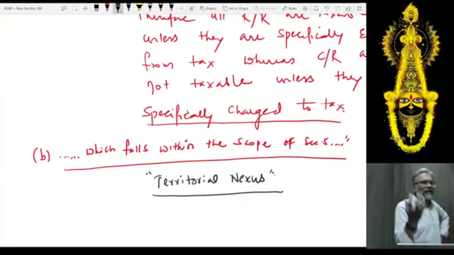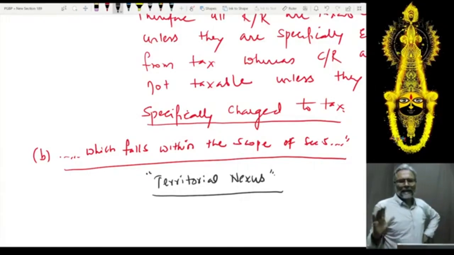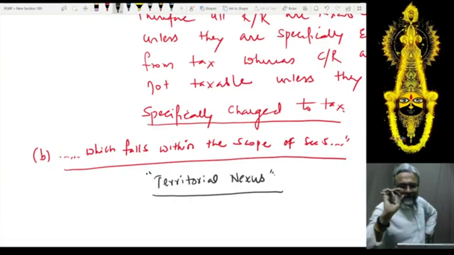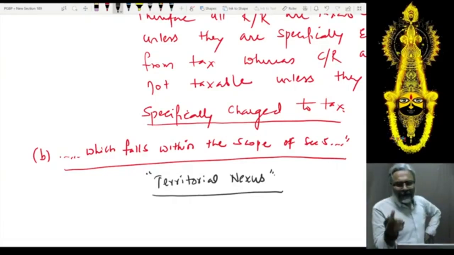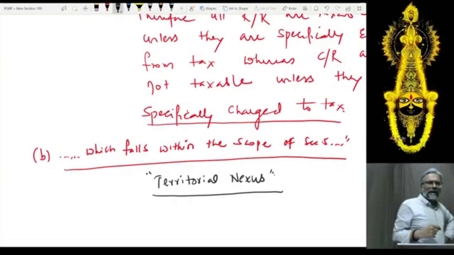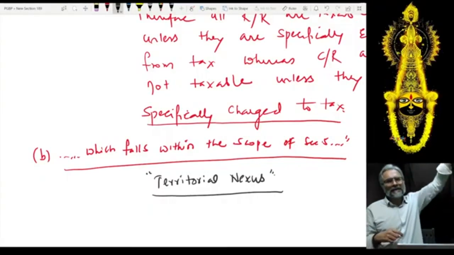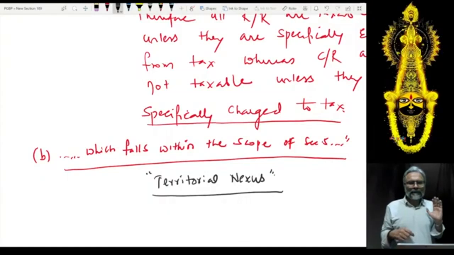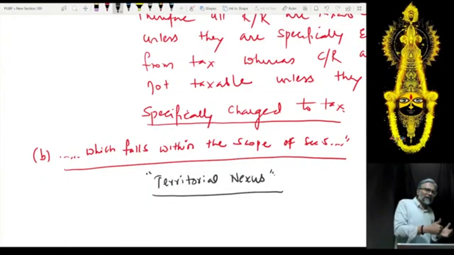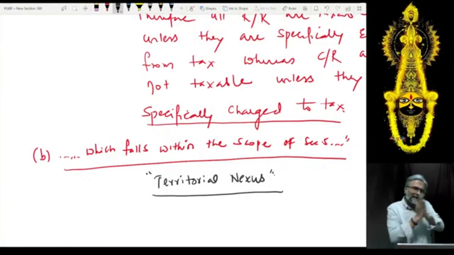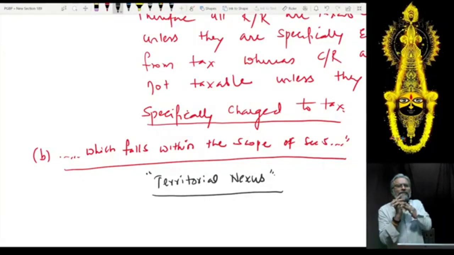There has to be some sort of a nexus, students, with India. Only then would the chargeability be attracted. Now how has this nexus to be seen? Say for example, when I gave you the example of Bill Gates, or some Mr. ABC XYZ of Germany, in that context, do they have any nexus with India? Are they a resident of India? The answer is no.